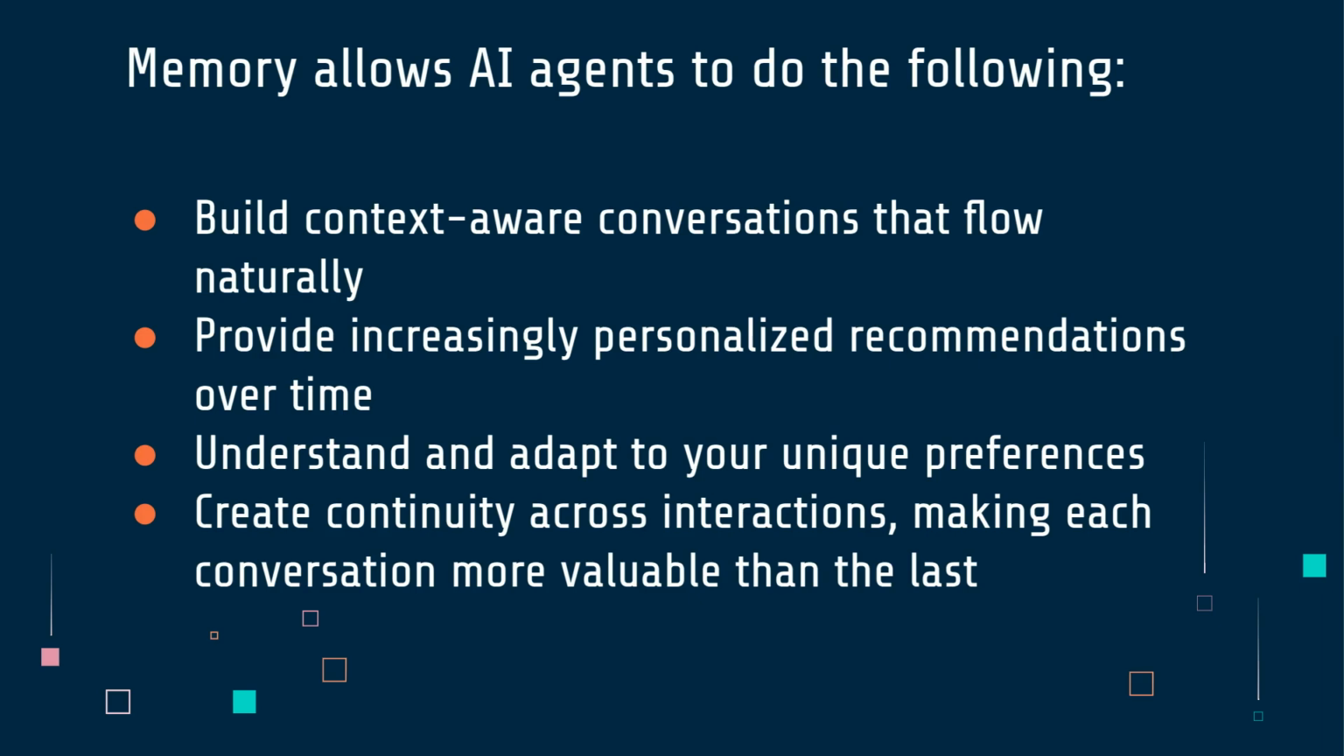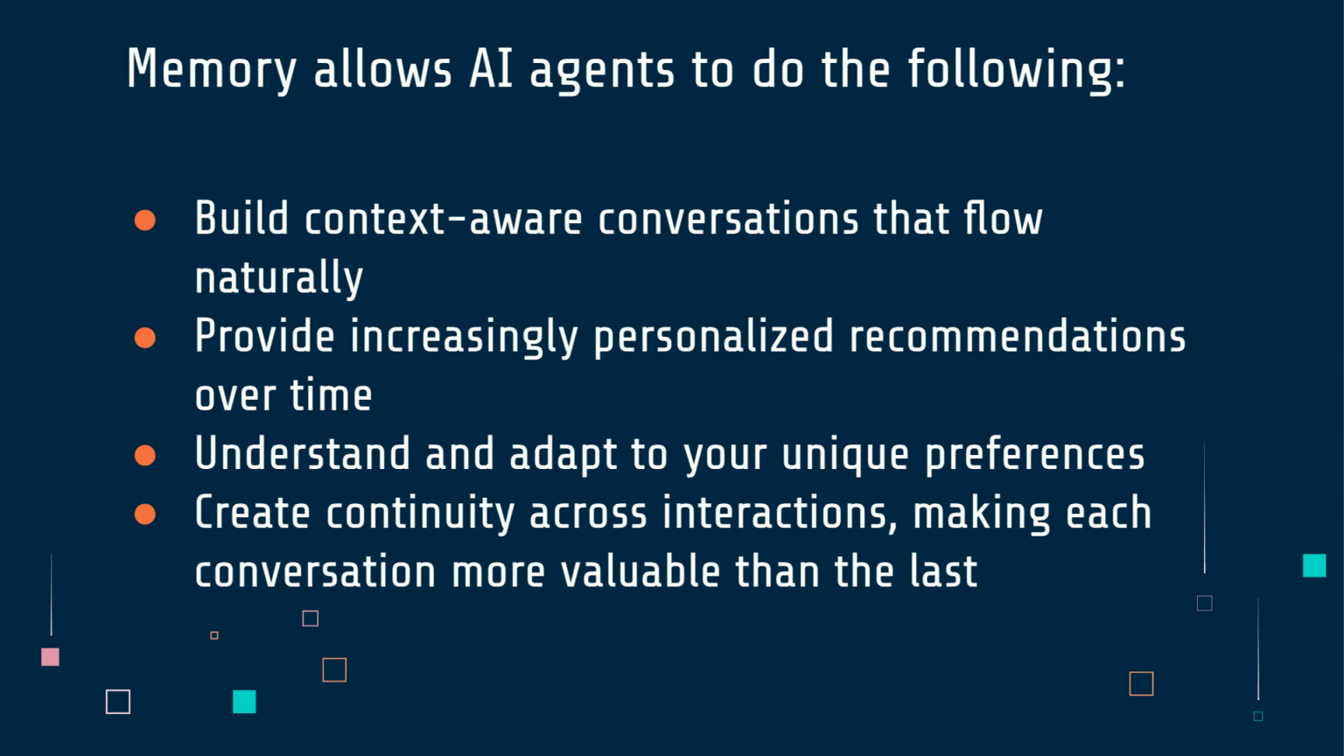Memory allows AI agents to do a couple of things, like building context-aware conversations. They don't just talk; they talk based on context, based on previous conversations and the history they have of you. They provide increasingly personalized recommendations over time, like the one we just saw about the sales, or the chatbot from Amazon. It can also help AI systems understand and adapt to your unique preferences, right?